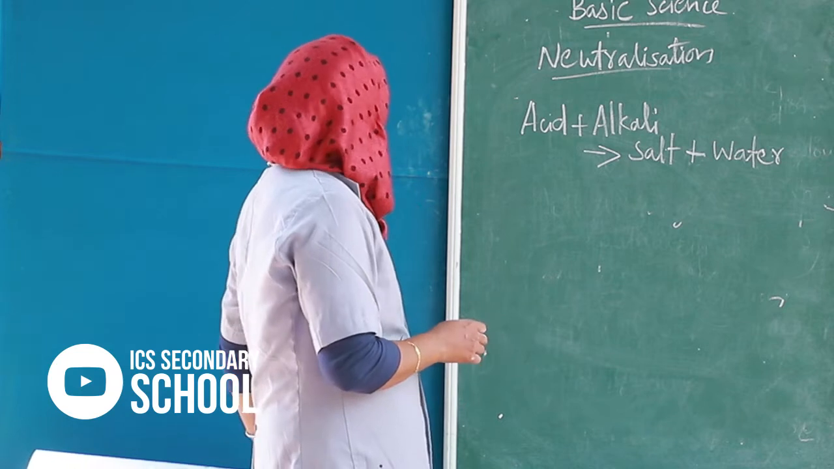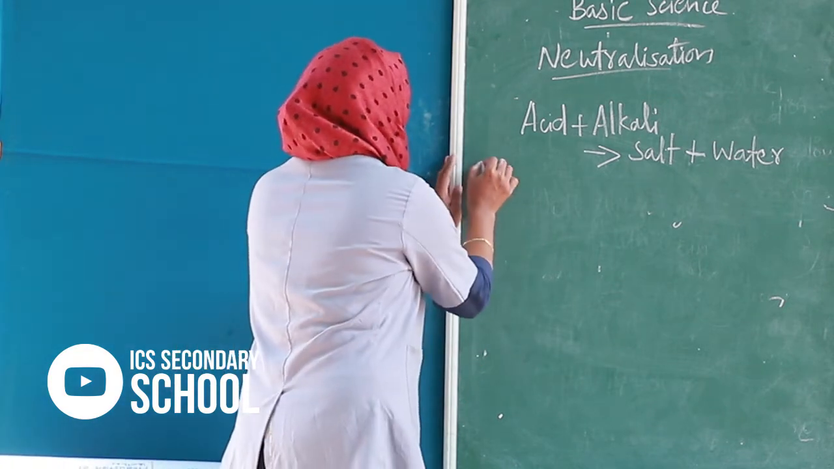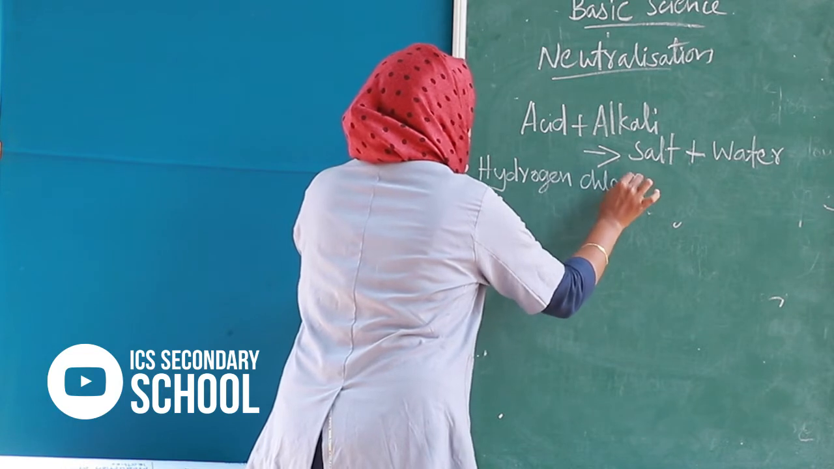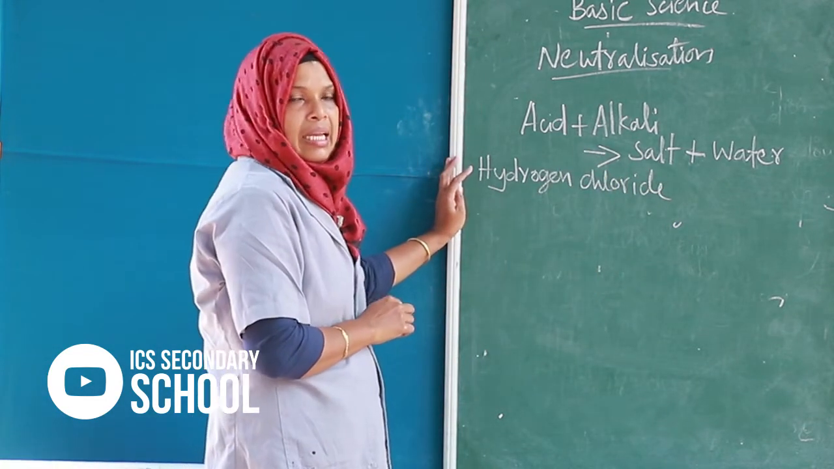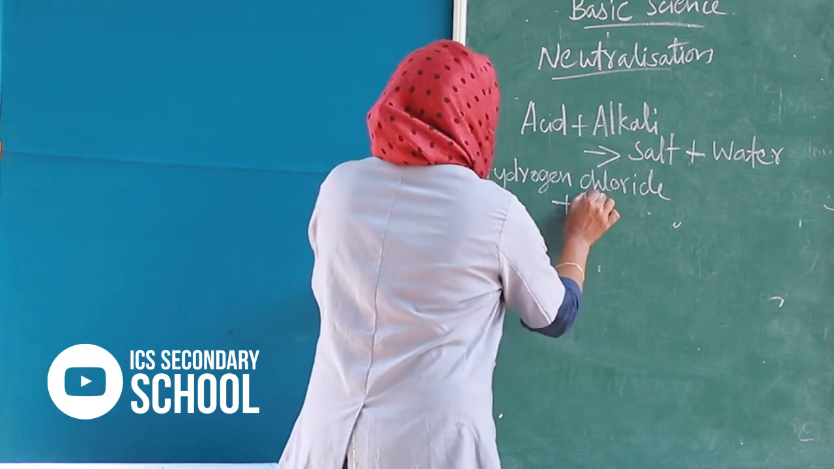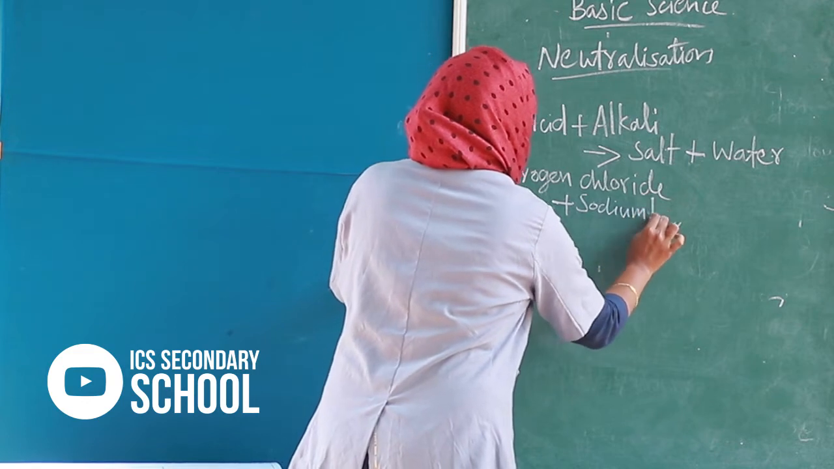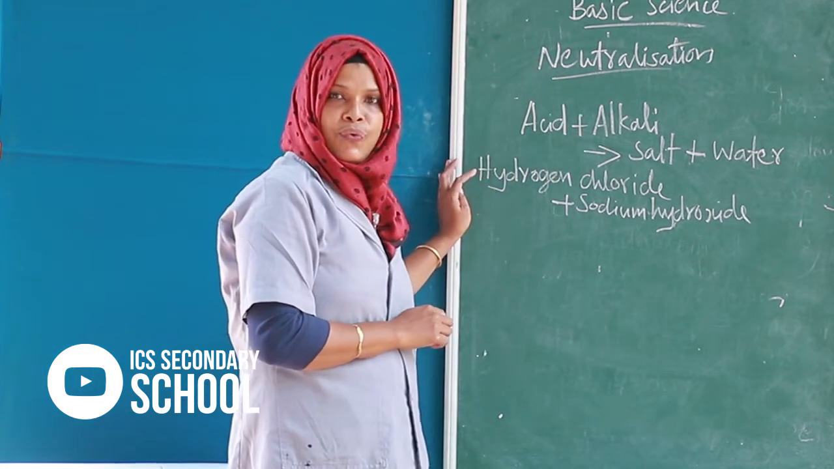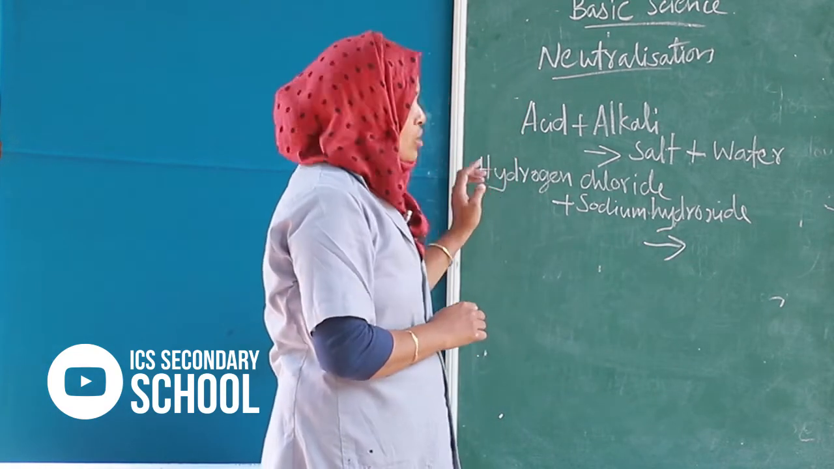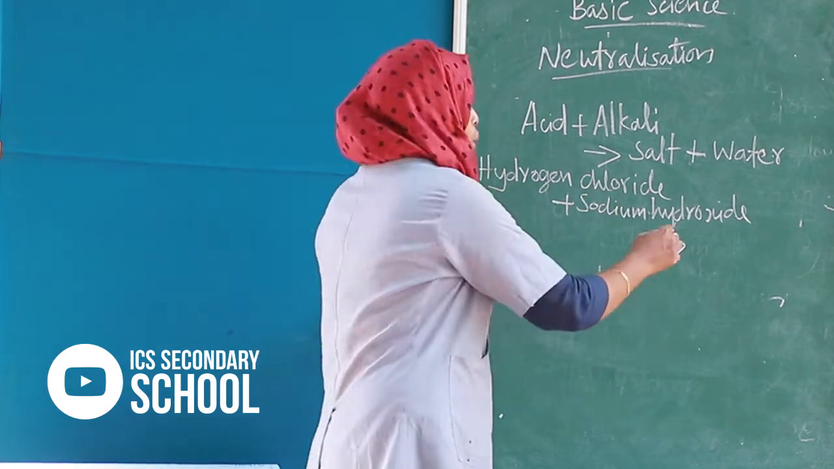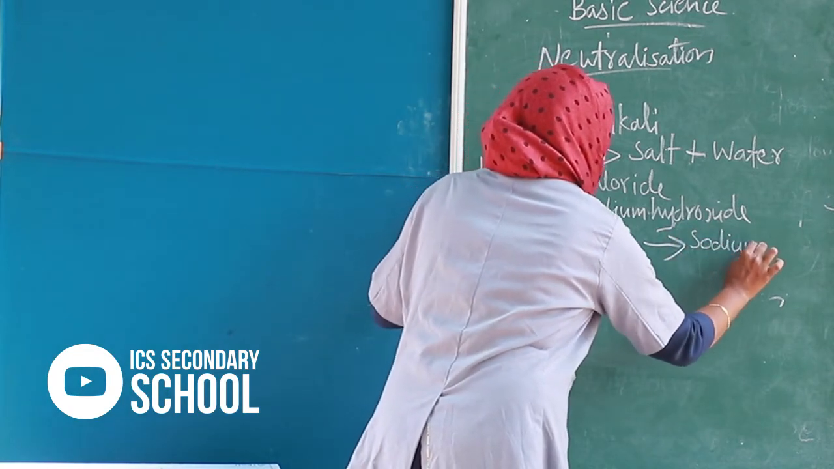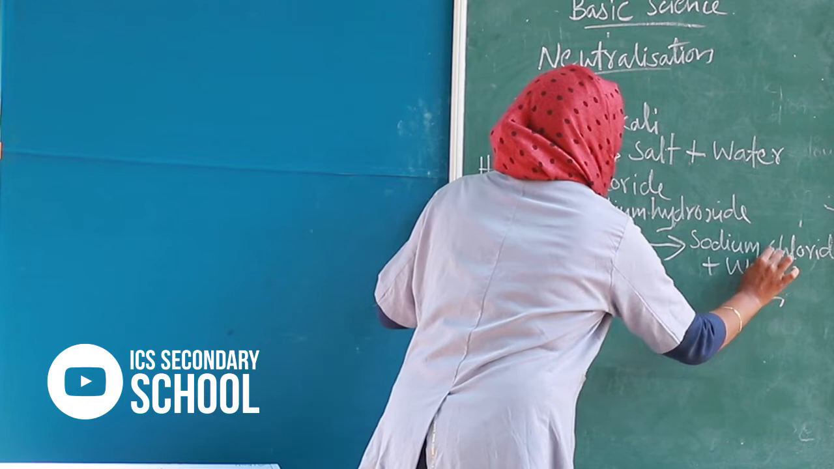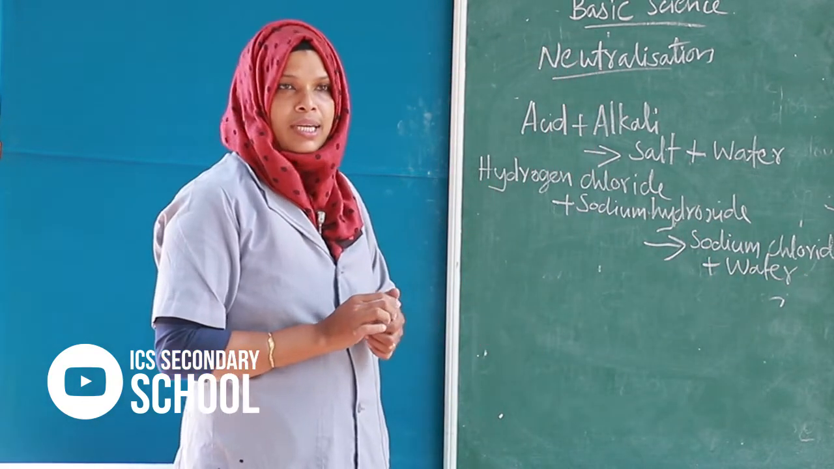Here we take the acid, hydrogen chloride. Hydrogen chloride reacts with the alkali sodium hydroxide to form sodium chloride plus water. Sodium chloride and water. Okay.